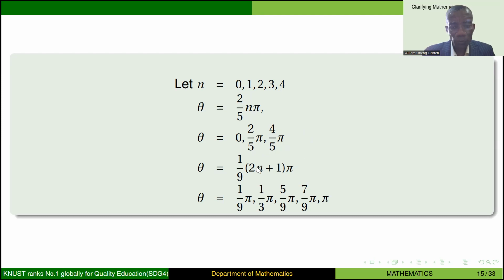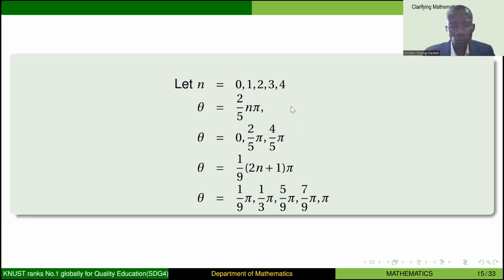So when we do that for this one using our 0, then we get 1 on 9 pi. We do it for 1, then we shall get 3 on 9, that will be 1 on 3 pi. And when we do it for our value 2, 2 times 2 is 4 plus 1, 5 on 9. Then we move on and go to our 3, 2 times 3 is 6 plus 1, 7 on 9. And then when we do it for our 4, 4 times 2 is 8, 8 plus 1 is 9, so 9 times 1 on 9, that will give us 1, so we get our pi.